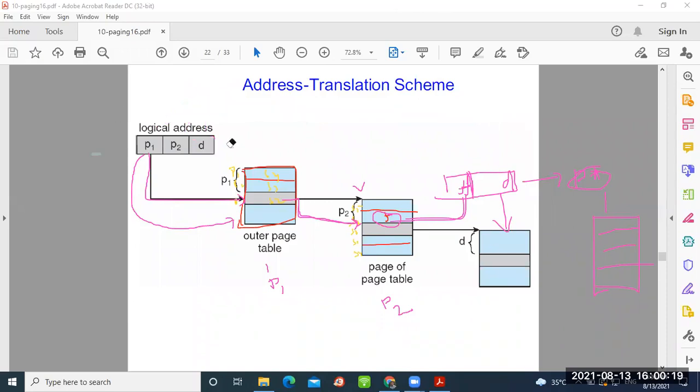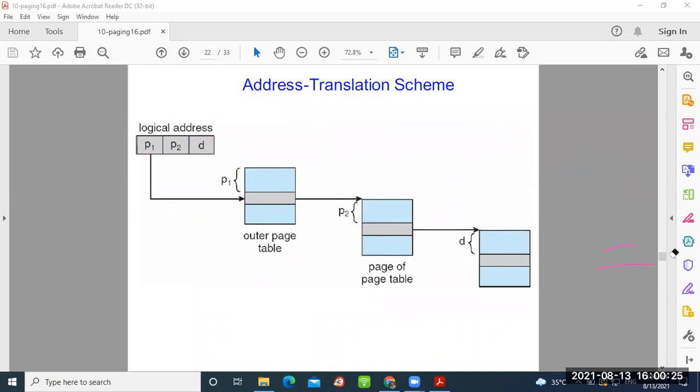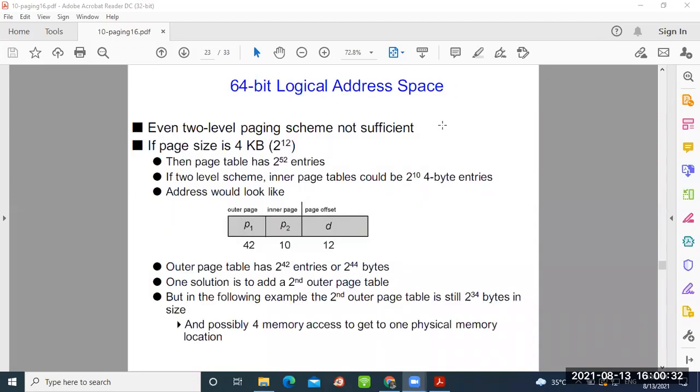So let me see whether there is an example or not. This is the concept part, how address translation is performed. There is one more example given for the 64-bit. In the previous slide we discussed two-level paging, and in this slide we are discussing two-level paging for 64 bits.